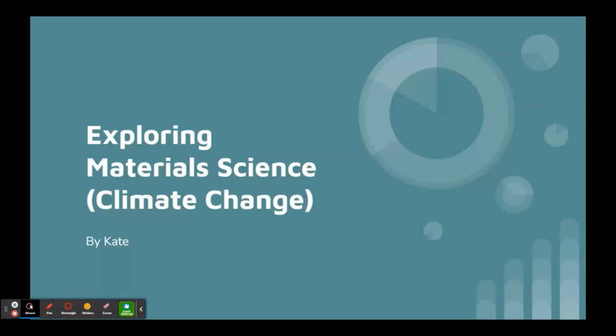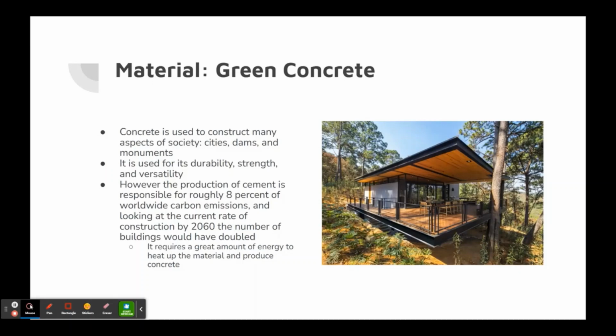Exploring Material Science, Climate Change by Kate. The material I chose is green concrete. Concrete itself is used to construct many aspects of society: cities, dams, and monuments. It is used for its durability, strength, and versatility.